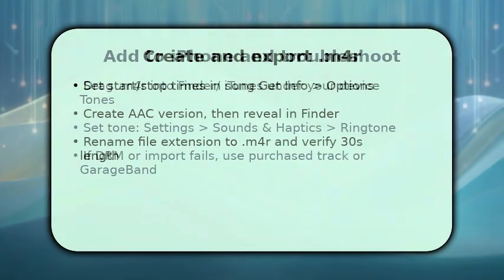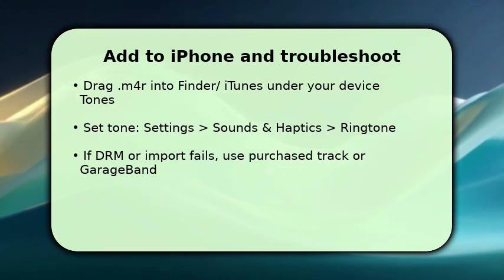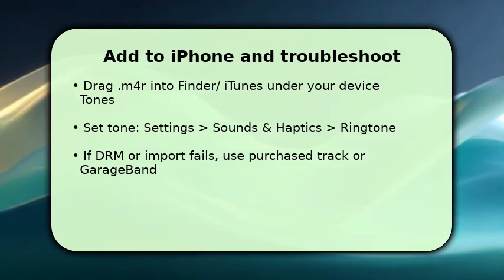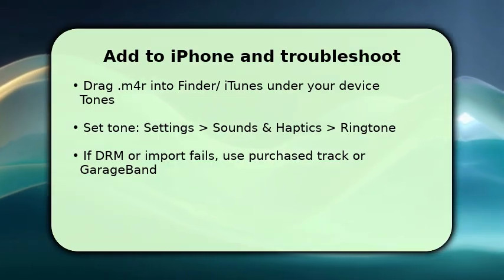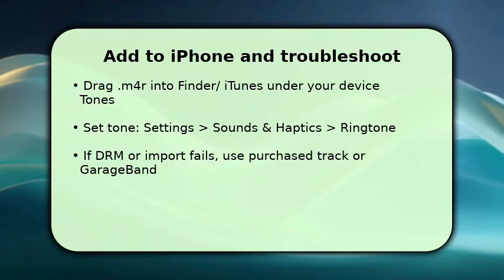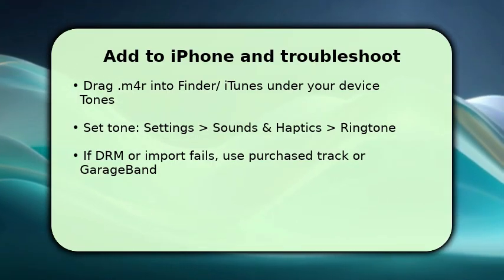Drag the M4R file into your device's tones section in Finder or iTunes and sync. This installs the ringtone on the iPhone. Once synced, go to Settings, Sounds and Haptics, Ringtone, and choose your new tone, then assign it to a contact if desired. If the file won't import, it's likely DRM protected.